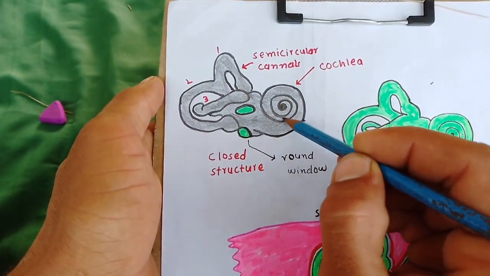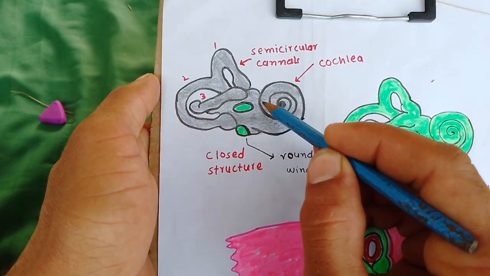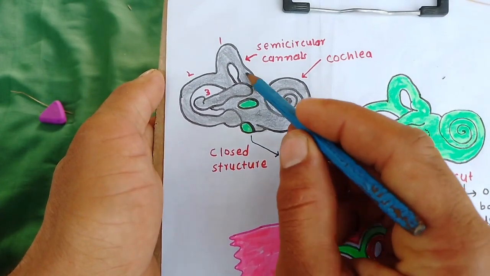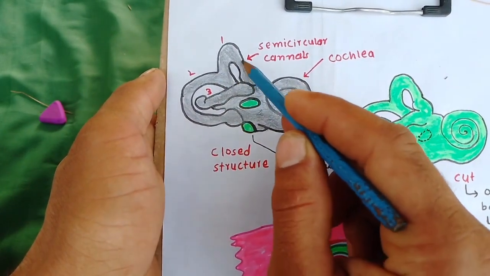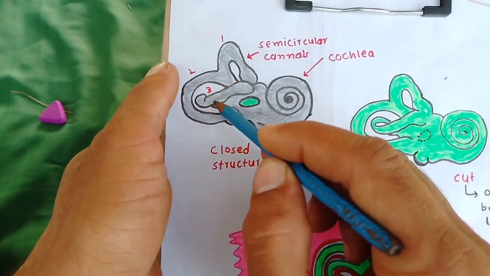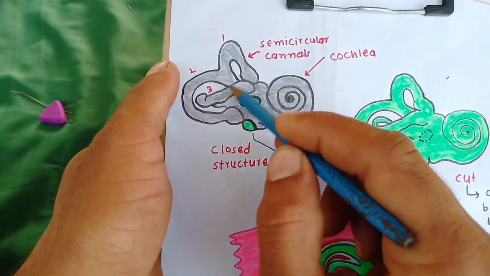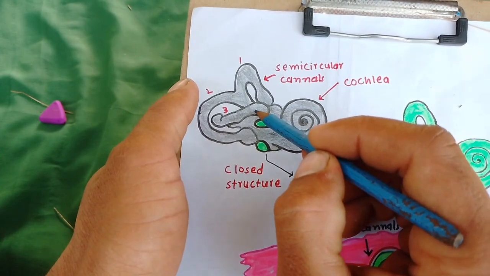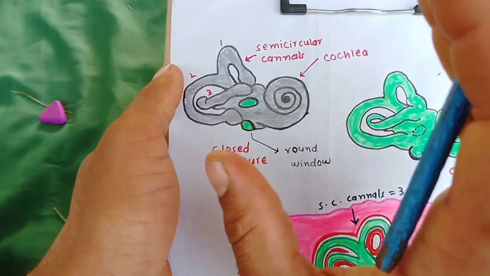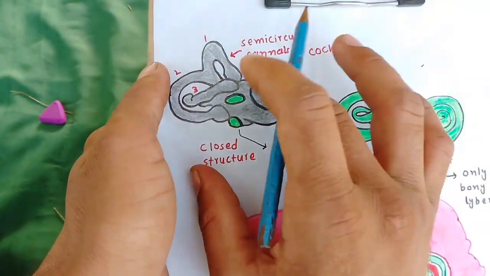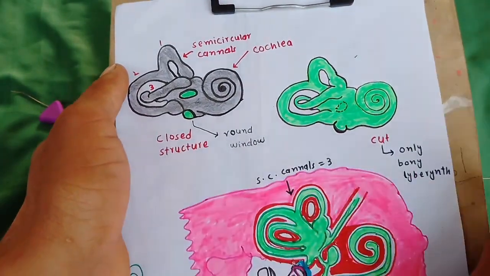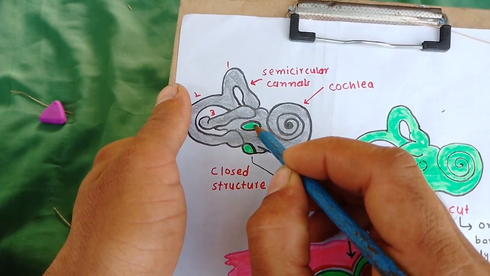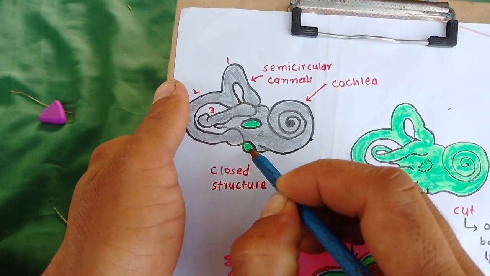This one, the snail shape, is the cochlea up to this point. But these three semicircular canals and this area are called the vestibular apparatus, that we will discuss in the next class. So this is the closed shape of the cochlea and vestibular apparatus. But when I cut, this is the oval window, this is the round window.